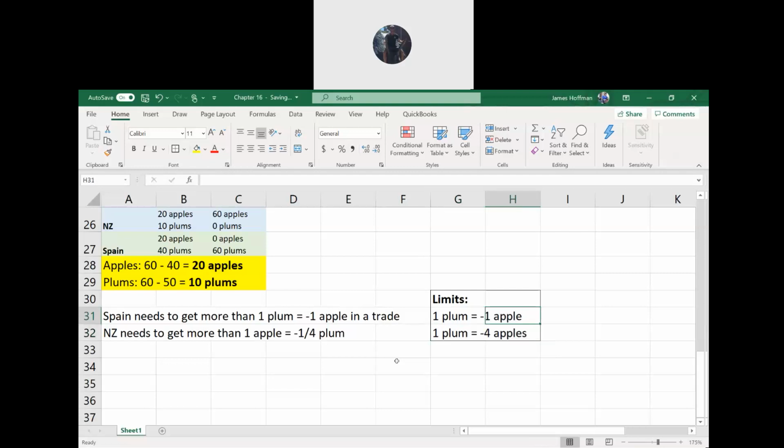For example, you can have one plum equals minus two apples. Or one plum equals minus three apples. Both of those are in between the boundaries. But if you had one plum equals minus five apples, that's not going to benefit both countries, because they could do better just by doing their initial cost ratio. So it's got to stay within four and one. One plum equals minus five apples, that's no good.